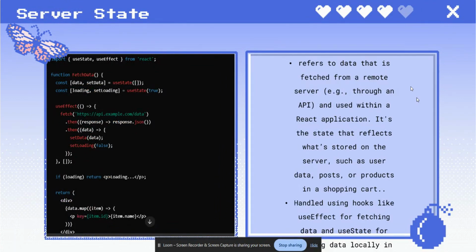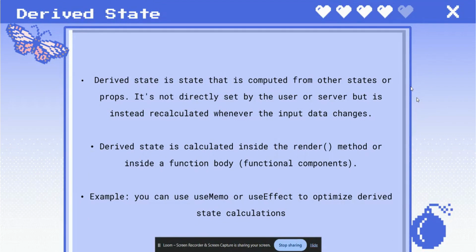Then you have the server state. So when you fetch data from a remote server, for example, making an API call that's supposed to be used within your React application, then you could use the server state. It is handled using hooks like useEffect for fetching data and useState for accessing the data stored locally in your components.